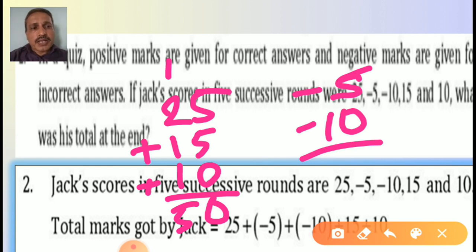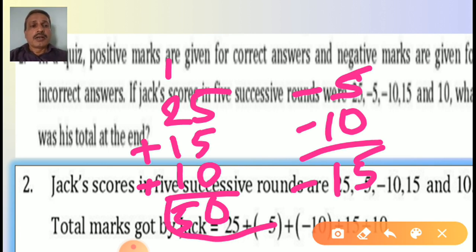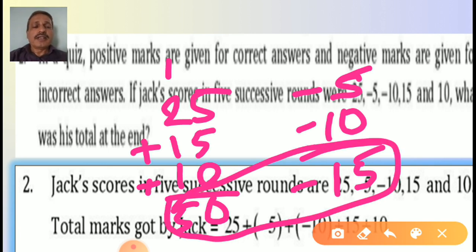So 5 plus 10 will give us 15. But what kind of 15? Positive or negative? Yes, negative. Now after the addition of both types of numbers, you have 2 numbers. One is 50 and second is -15. So now subtract both numbers and find out the answer easily without doing any calculations. You should have to do 50 minus 15.